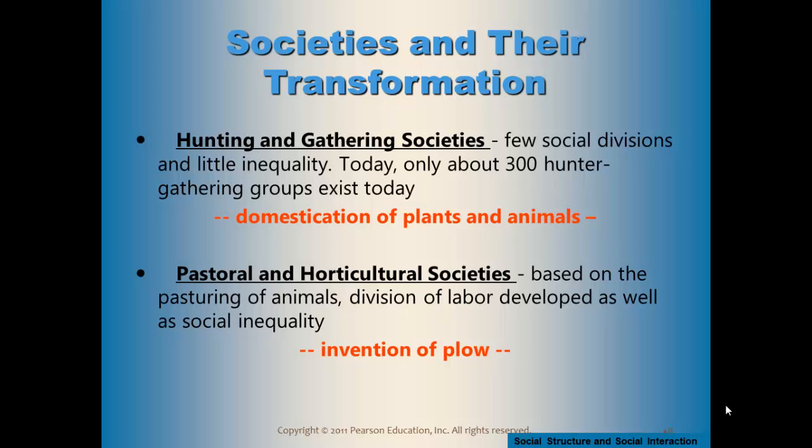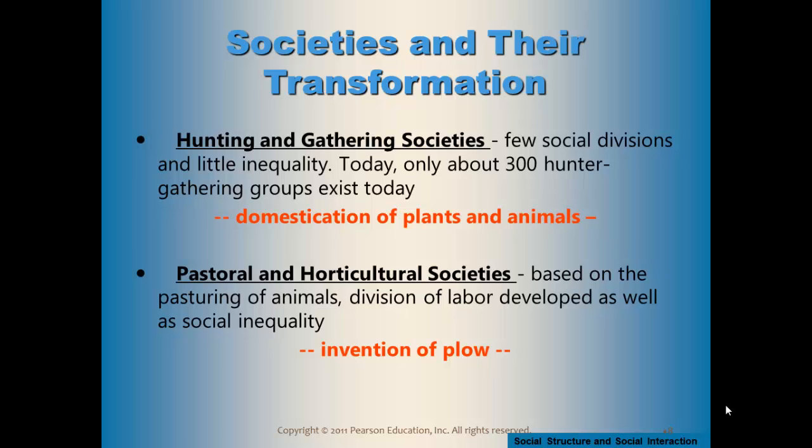Now, there weren't many social divisions in those days. It was a very hand-to-mouth kind of existence, and everybody contributed more or less. When there weren't many social divisions, that means things were pretty equal. Some hunter-gatherer societies continue to exist today. Actually, the text says something about 300 around the world, but I think they're pretty obscure for most of us in this world.